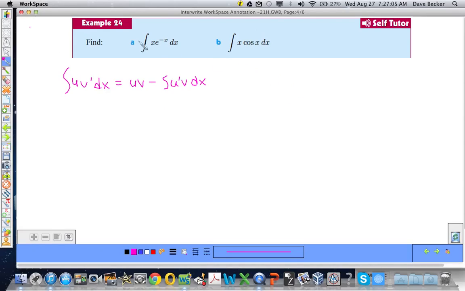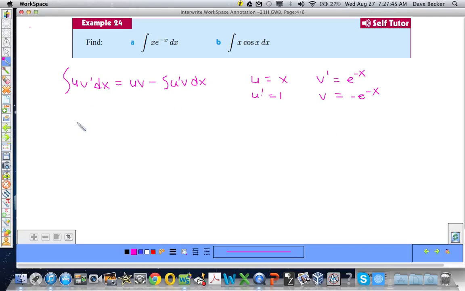For part A, we're going to let u equal x. So u prime equals 1. And then here's something a little odd, but we have to integrate u v prime. So we're going to start with v prime, and that is equal to e to the negative x. And if v prime is e to the negative x, I have to integrate it to get v, and I get negative e to the negative x.